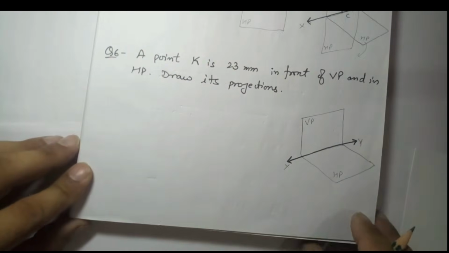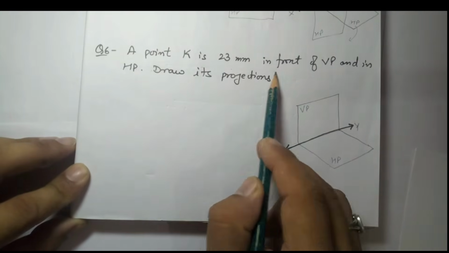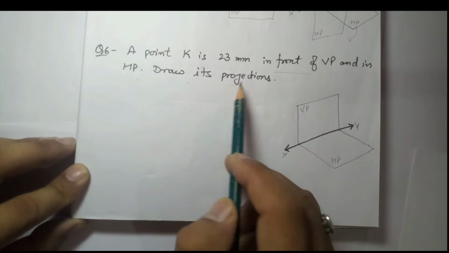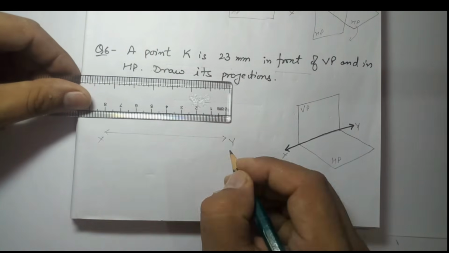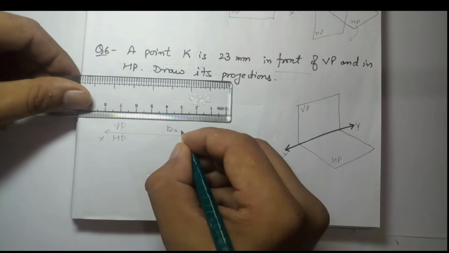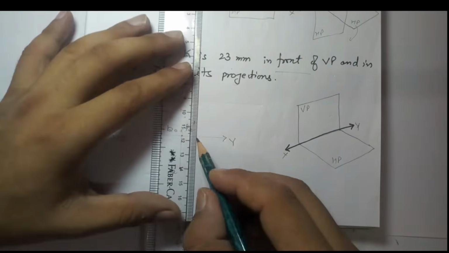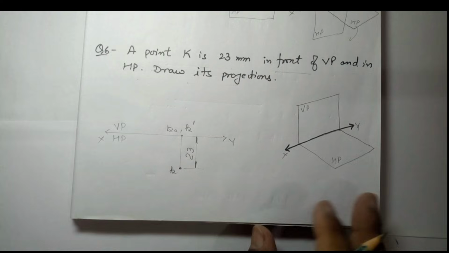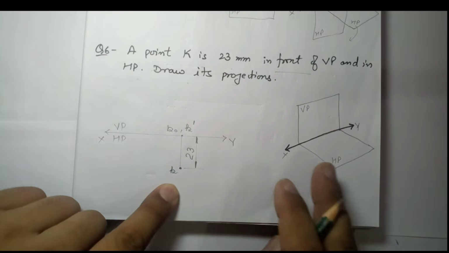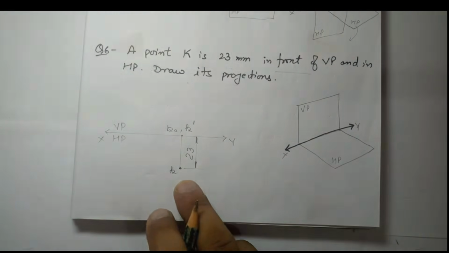Now I expect that you can solve this question by yourself. A point K is 23 mm in front of VP and in HP, draw its projection. Now try to solve this question yourself. I have done the solution. Try to think how I am getting this solution, just try to imagine. This will improve your imagination of how we are getting this solution.